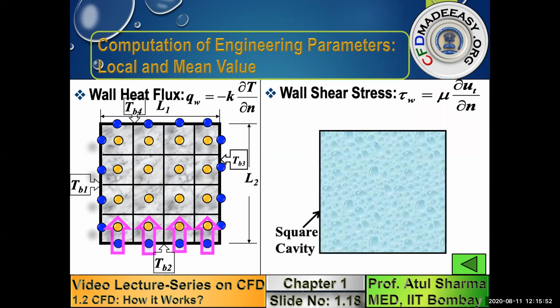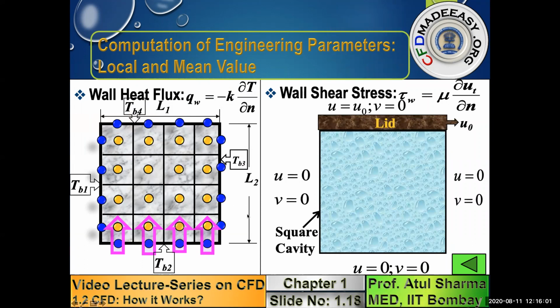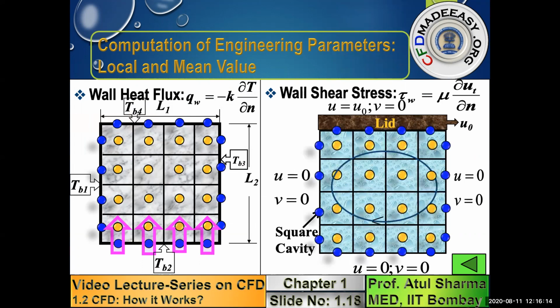Similarly, if you take a problem, let us suppose you have a box in which the top wall is like a conveyor belt moving from left to right. Then the fluid inside this will start rotating in a clockwise direction. Let us suppose you know the velocity distribution at all these circles. In this case, instead of heat flux, you need to calculate wall shear stress and finally the total shear force, which is an engineering parameter for a fluid mechanics problem.